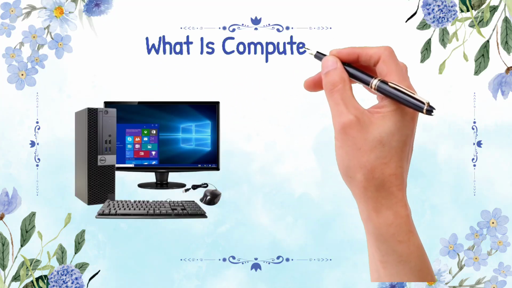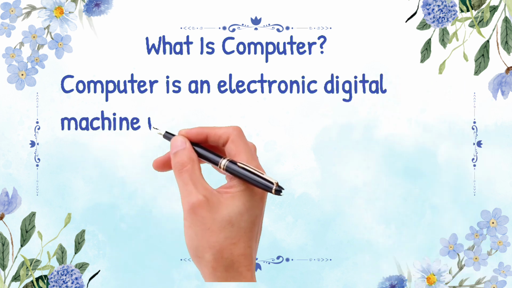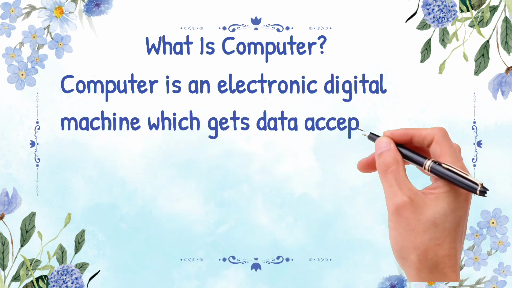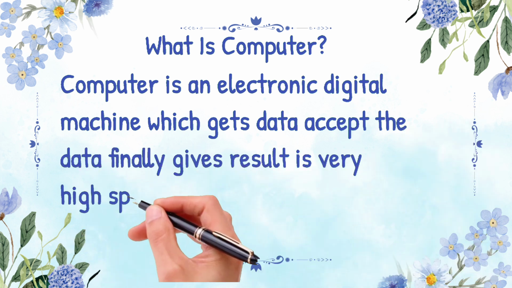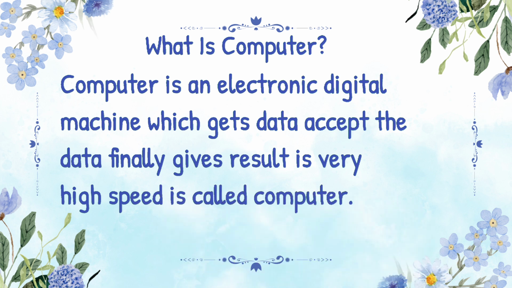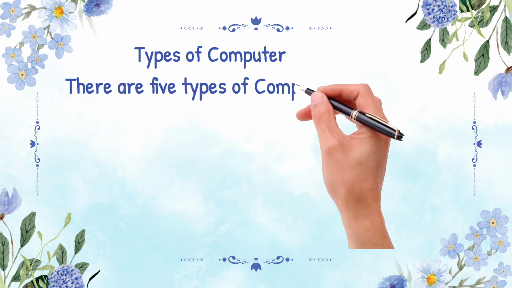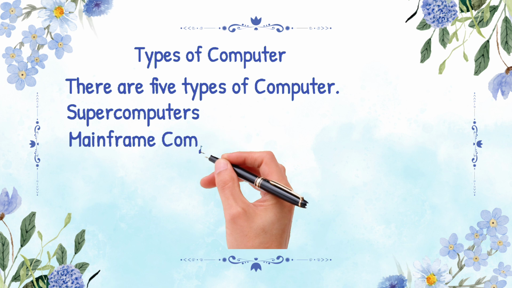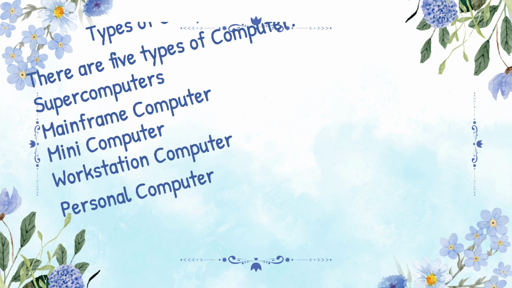What is a computer? A computer is an electronic digital machine which gets data, accepts the data, and finally gives the result at very high speed. Types of computer. There are five types of computer: supercomputer, mainframe computer, mini computer, workstation computer, personal computer.